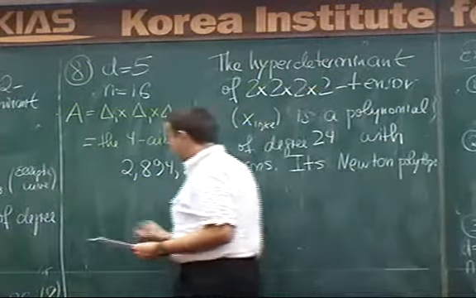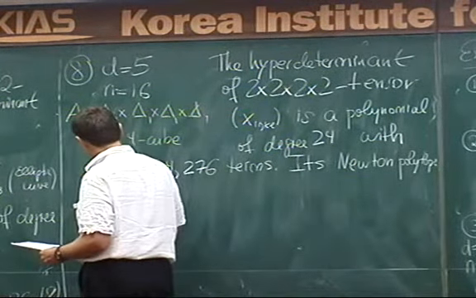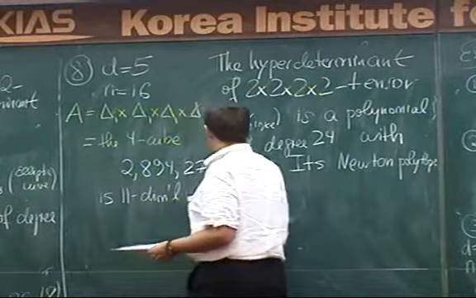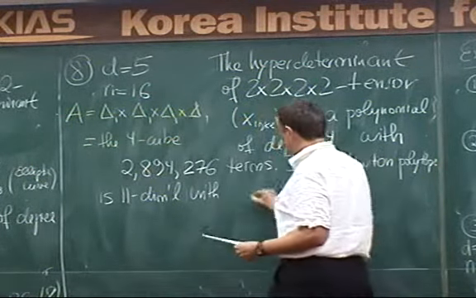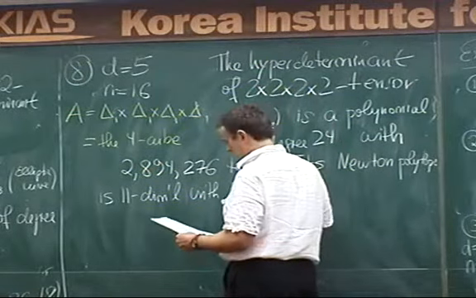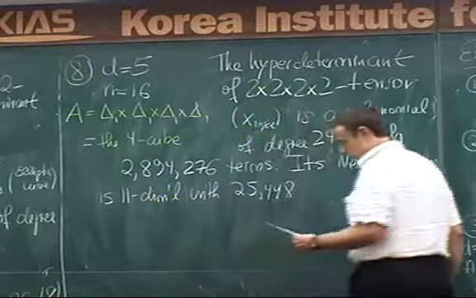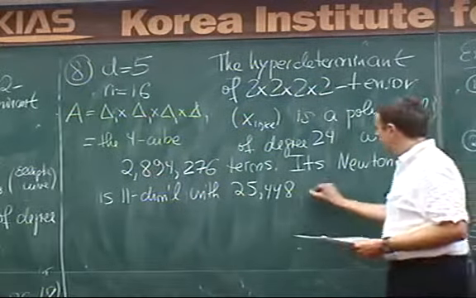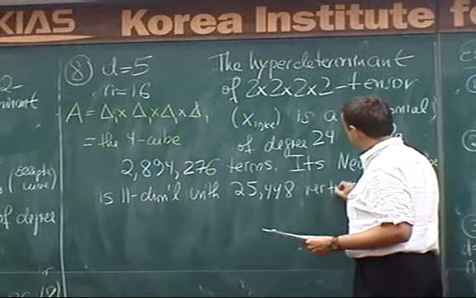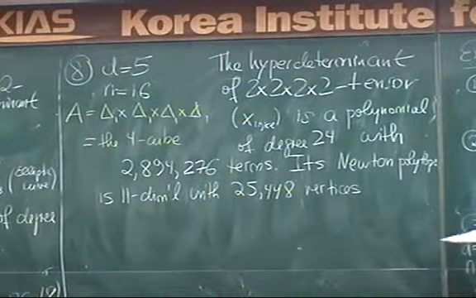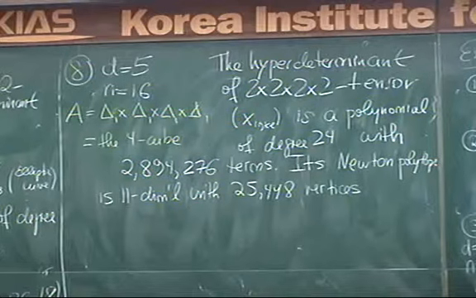The Newton Polytope is 11-dimensional, and it has relatively few vertices. It only has 25,448 vertices. This is an example we calculated once, and so this is still a manageable polytope.